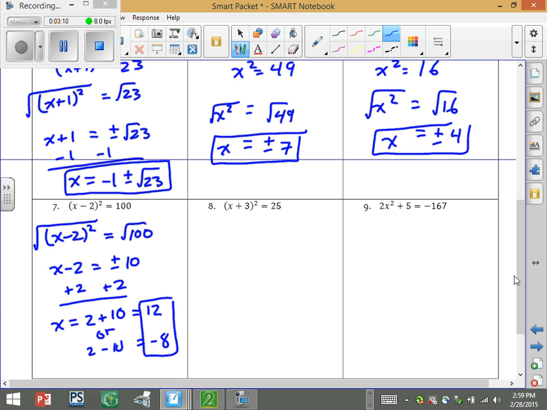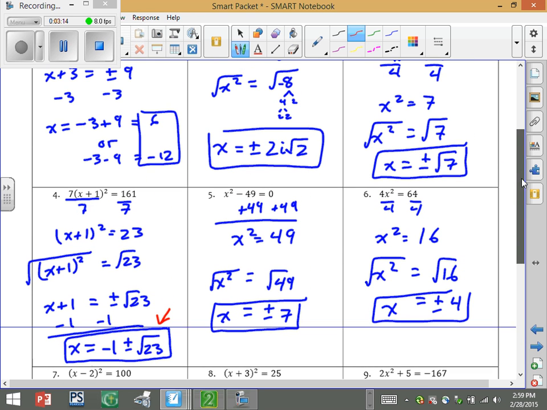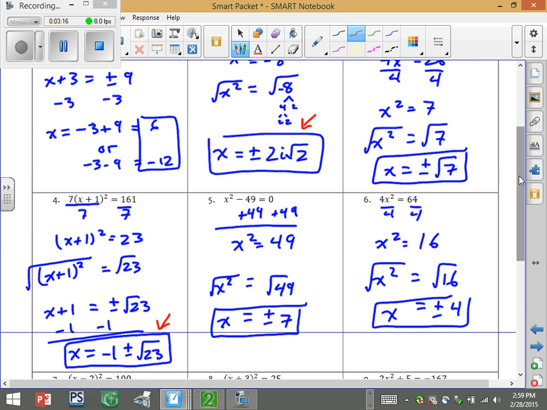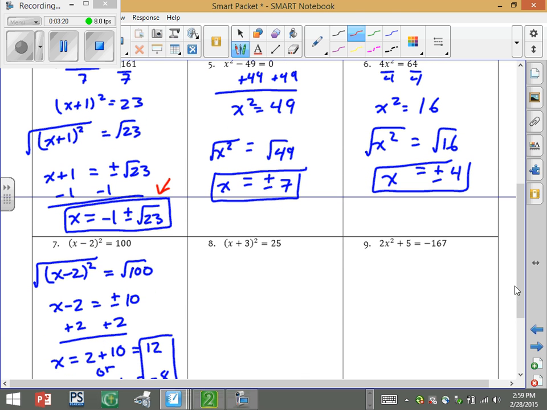So sometimes you end up with something with radicals left over. Sometimes you have stuff with imaginary numbers and radicals. Sometimes it's just two integer values like you're seeing right here. So sometimes you just have integer values.